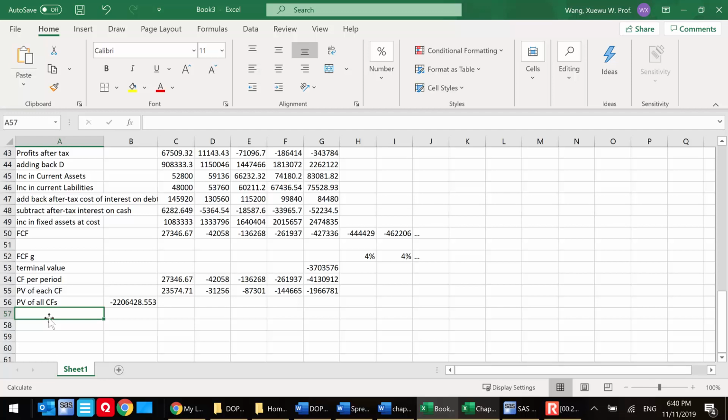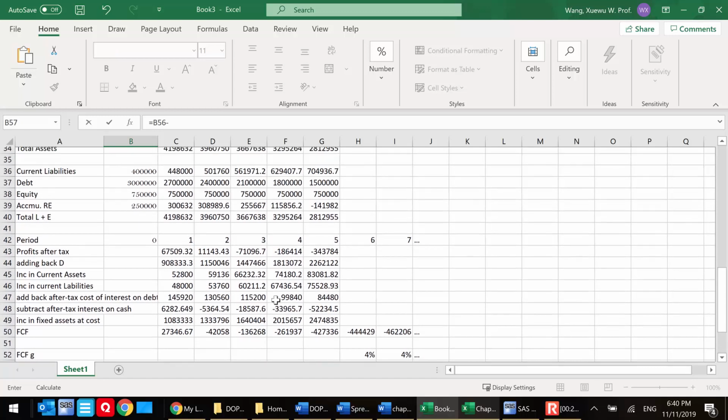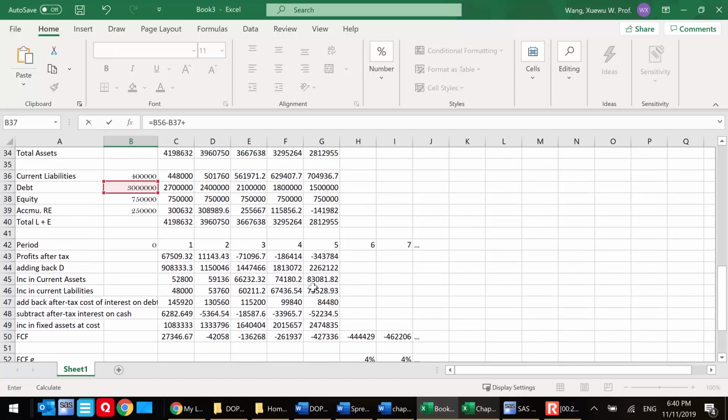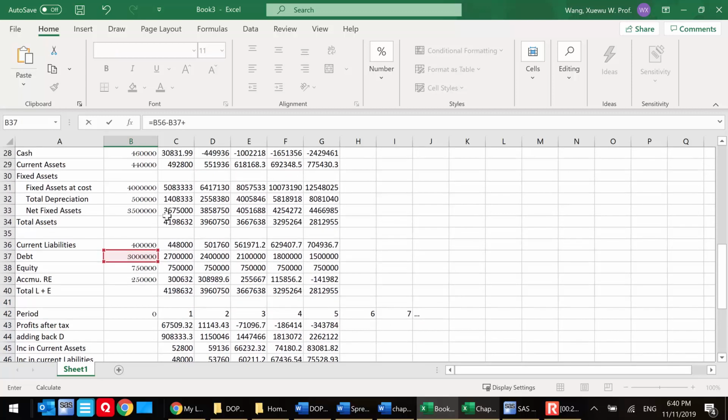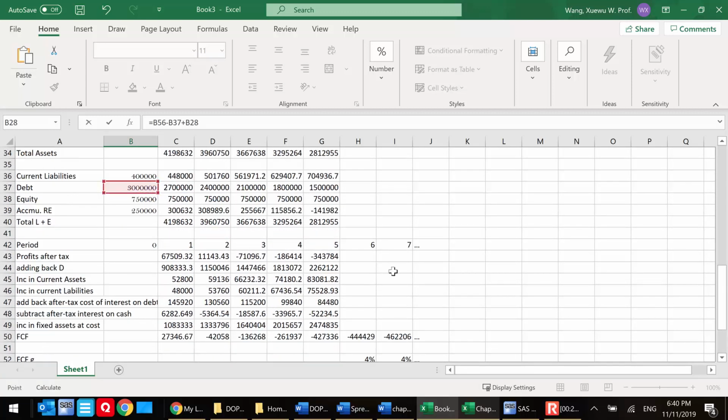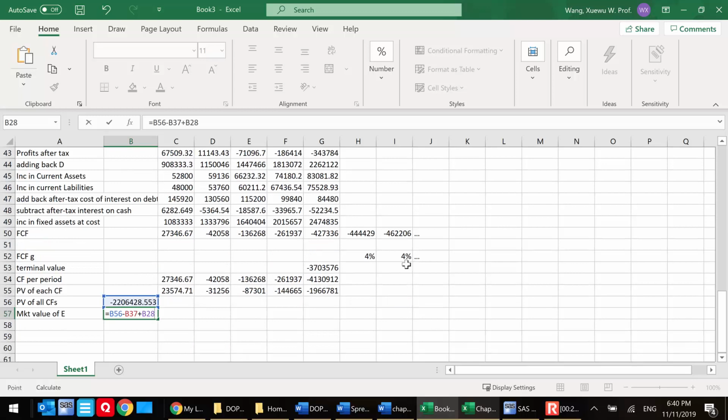Number of shares outstanding, yes. We actually have this information from the balance sheet. So I'm going to get market value of equity, which is equal to enterprise value minus debt. The debt is in year 0, plus cash, and the cash is also in year 0. That is the market value for equity.